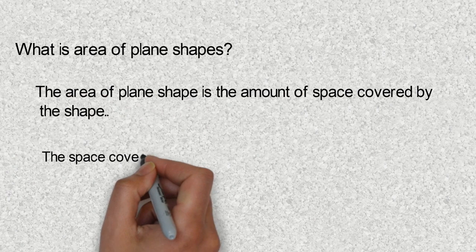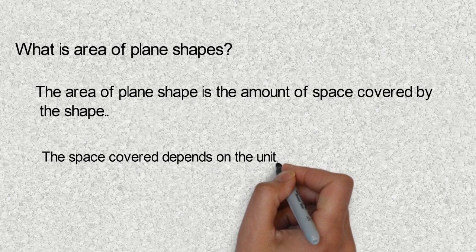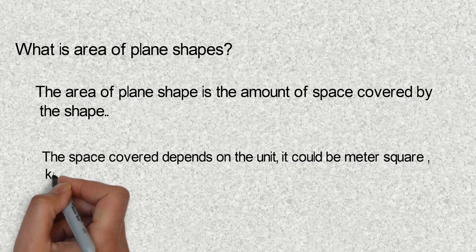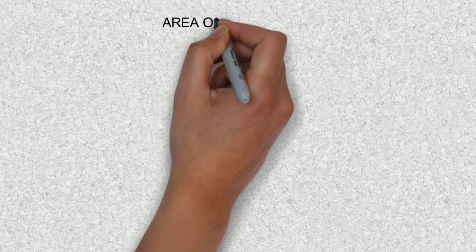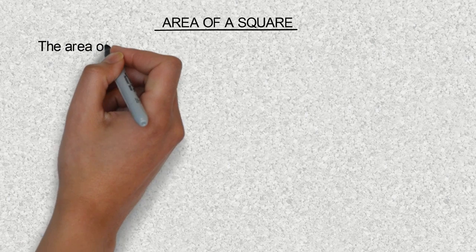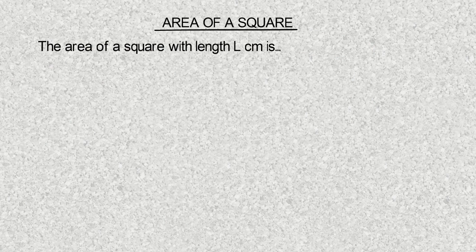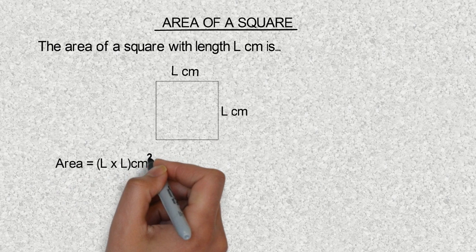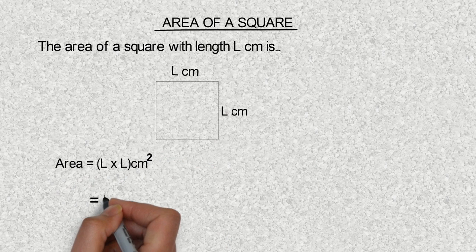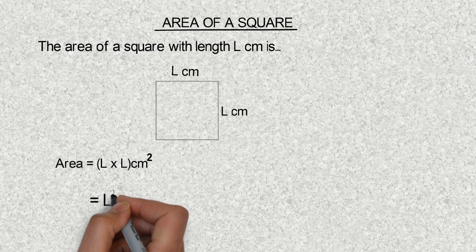The space covered depends on the unit. It could be meter squared, kilometer squared, centimeter squared, etc. So let's look at area of a square. Here, this is the square. The area of square with length L centimeter is L multiplied by L. That is length times length. So it will give us L squared centimeter squared.